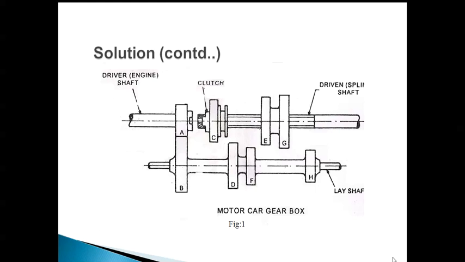In this way, the lay shaft consists of three other gears to get three different speeds. So D, F and H are the fixed gears on the lay shaft, and these are not free to rotate on the lay shaft.